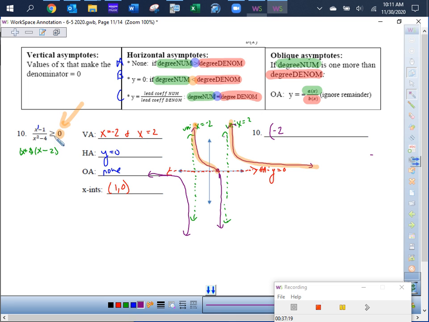Can't touch it. Then let's keep moving to the right. Where does this thing stop? It stops at 1. The question is, should we include it or not include it? Is 1 located at an asymptote or at an x-intercept?